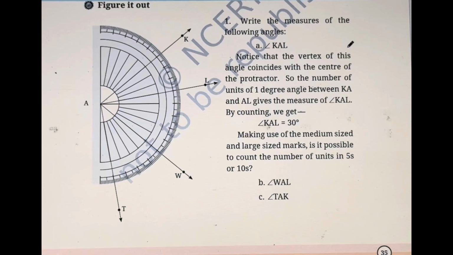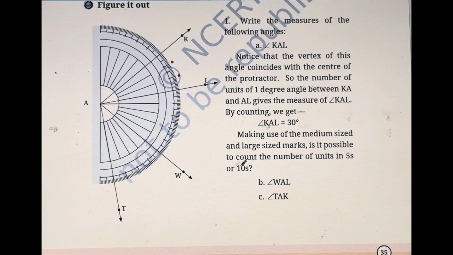Let us discuss the Figure It Out questions given on page number 35, where an unlabeled protractor is given and you need to find out the measure of different angles. Right, so what is given? Write the measure of the following angles, angle KAL. Now if you notice KAL, the vertex of this angle coincides with the center of the protractor, so it is kept properly. The number of units of 1 degree angle between KA and AL gives the measure of angle KAL. By counting, we get it as 30 degrees, right? So you can see here, till here it is 10 degrees, this is 20, and total 30 degrees. So the measure of angle KAL is 30 degrees.